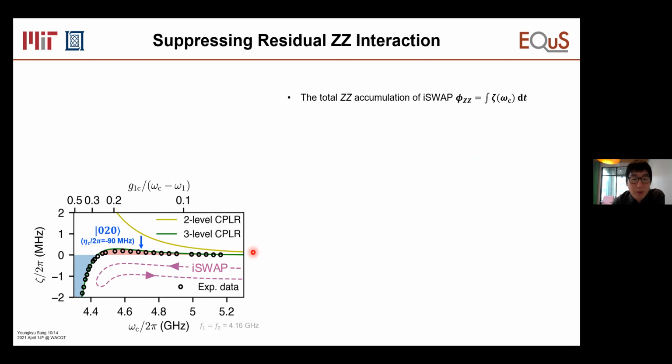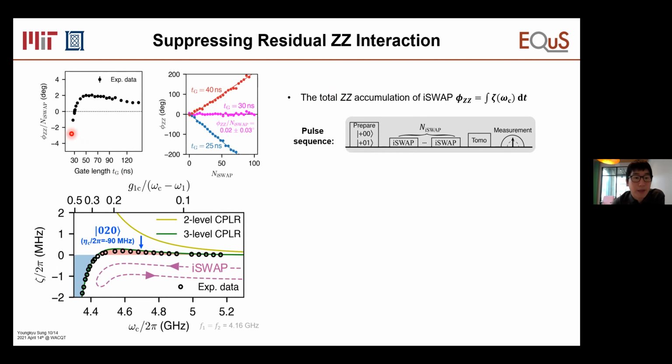Okay, so when we perform an iSwap gate, we have to switch on and off the coupling strength. So the coupler frequency trajectory should look like this. And this trajectory will change depending on the gate length. Therefore, the total CZ accumulation of the iSwap, which is the time integral of zeta, where the ZZ is a function of time, will also change depending on the gate length. And we measure this total CZ accumulation per iSwap as a function of the gate length in this top left figure.